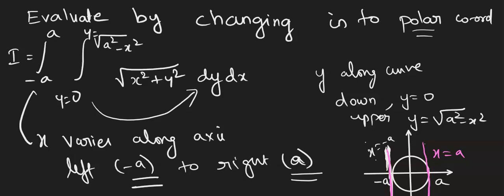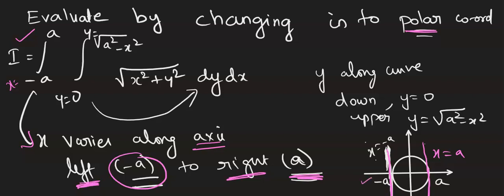In this video, let us evaluate by changing into polar coordinates. So this is the given question. They have given x varies from minus a to a. It means x varies along the axis from left to right, left side minus a to right side plus a. So we have drawn the diagram, and this is minus a and this is plus a. Left side my diagram starts at minus a and right side it ends with plus a. This is what I have said.